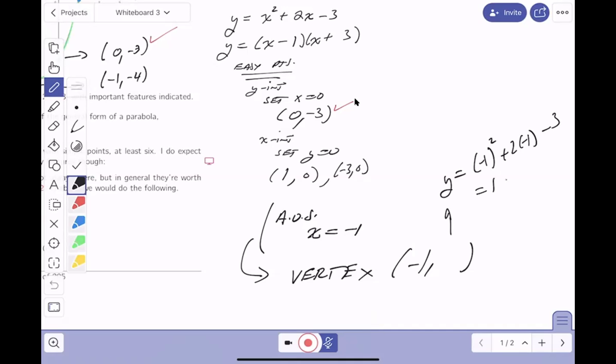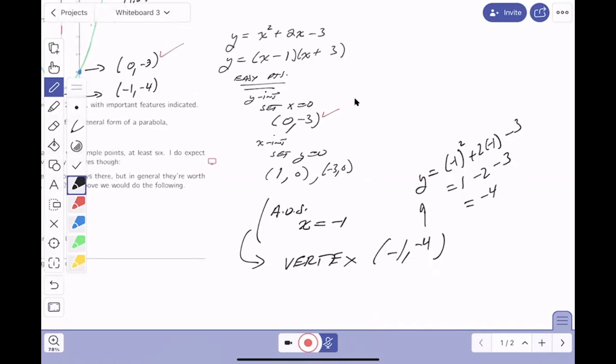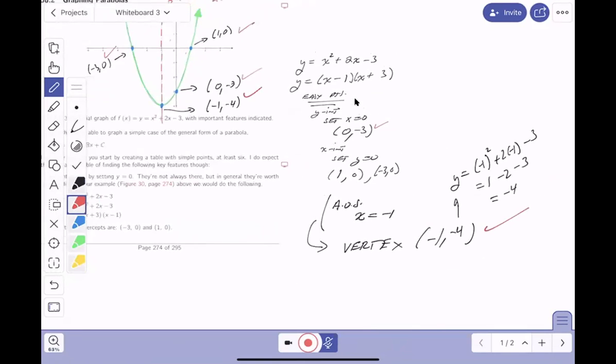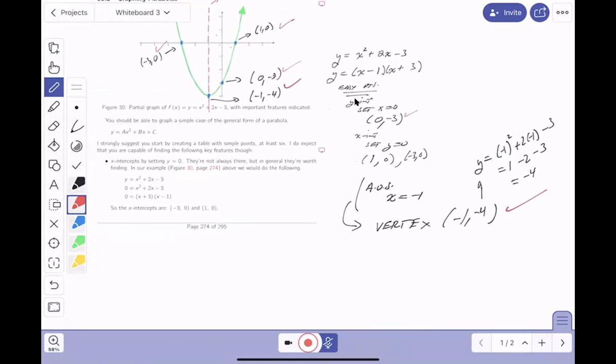1 minus 2 minus 3. And you get 1 minus 2 is -1, -1 minus 3 is -4. That's my vertex. Does it match up with the picture? Yep, it matches up with the picture beautifully. All right. So my claim over here is that this is not always possible, that things are always going to work out so nicely, but I got to be honest with you, for the most part, they work out nicely.